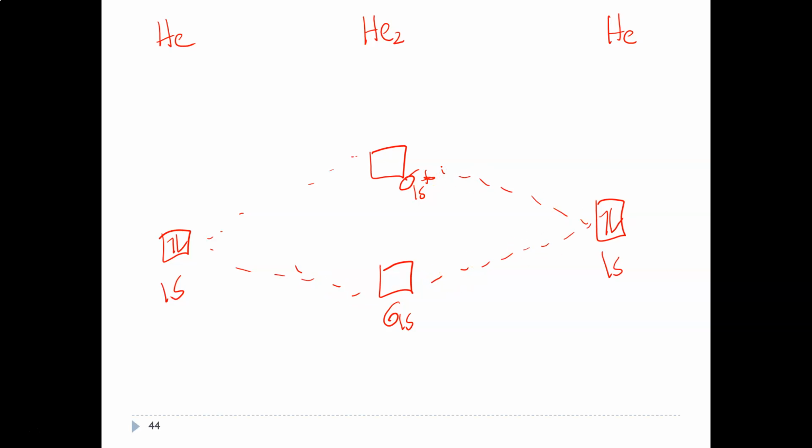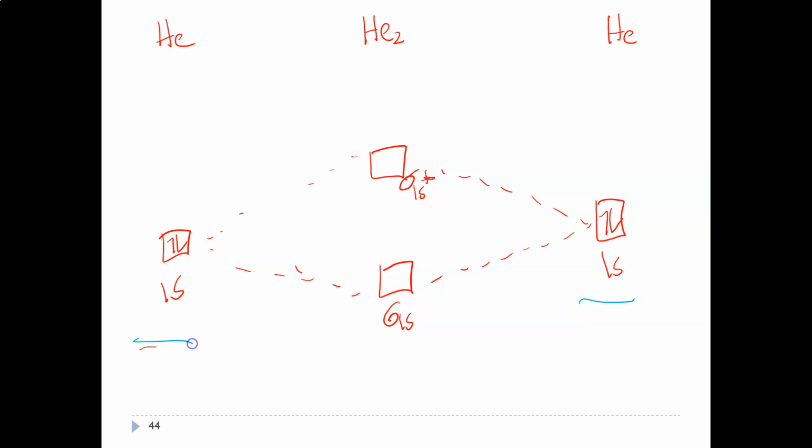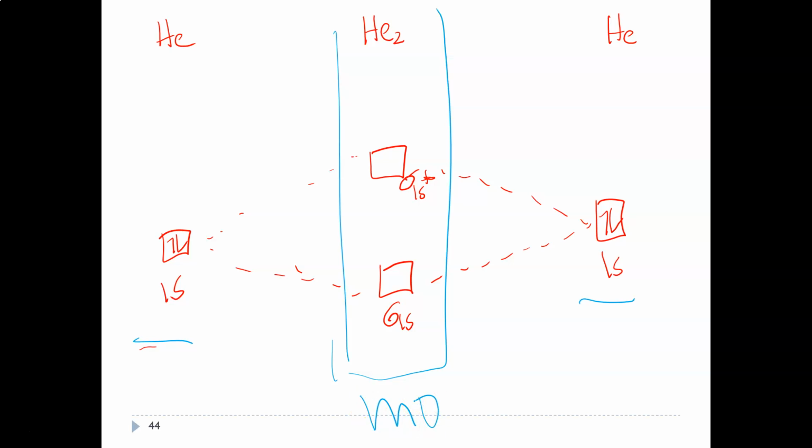There we go. So what this visual is trying to show is that this and this mushed together to form the molecular orbitals that are here. So this is the molecular orbital. And then what happens is those electrons have to, these no longer exist because they mushed together to form this. So those electrons get moved into here.